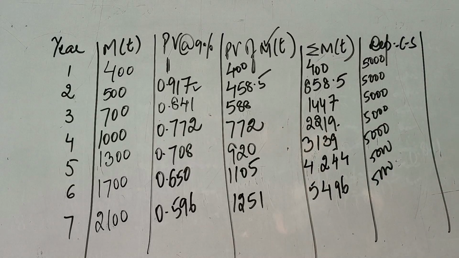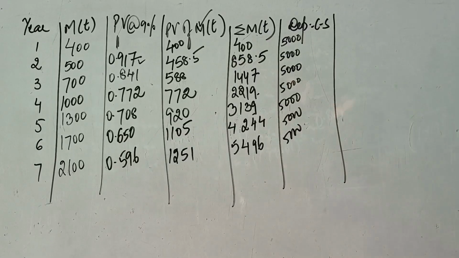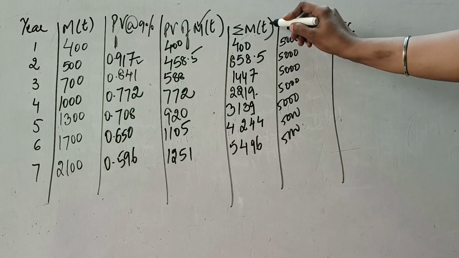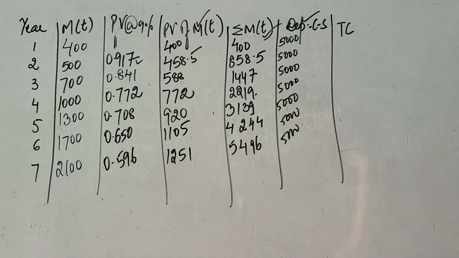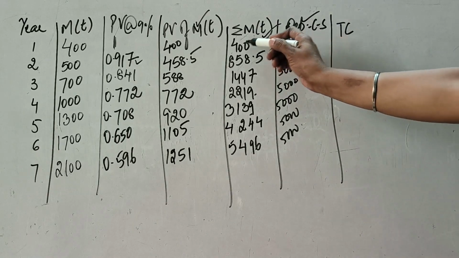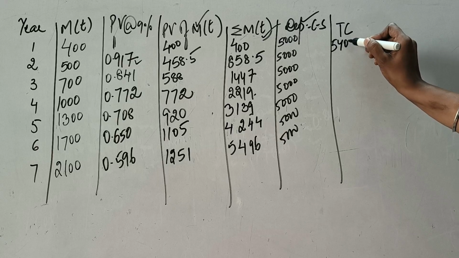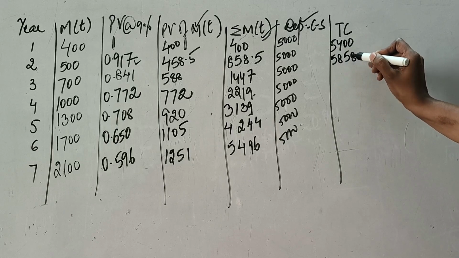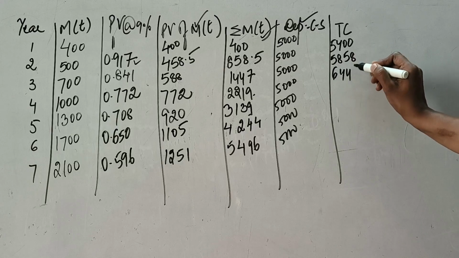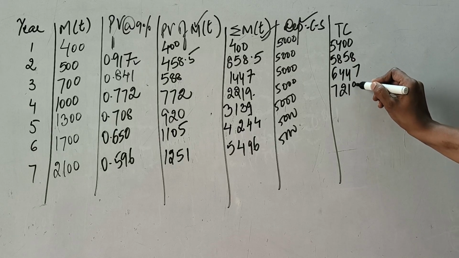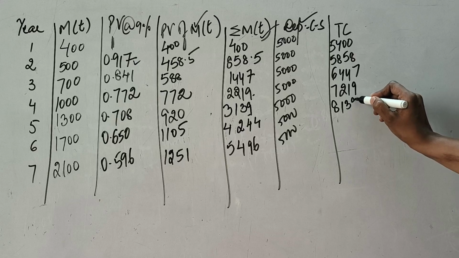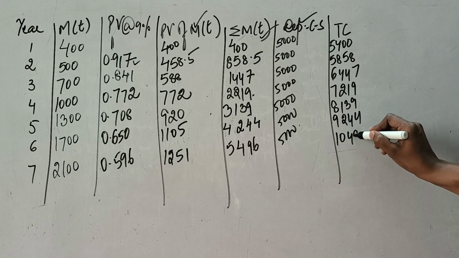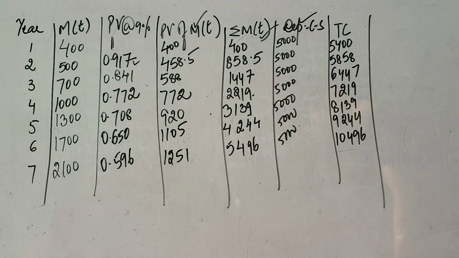Now once we calculate the depreciation, the next step is to calculate the total cost. And how have we calculated the total cost? Sigma MT plus depreciation. Adding these two columns, we will be getting the total cost. So it will be 5,000 plus 400, 5400, 5858 near about, 6447, 7219, 8139, 9244 and 10496. This will be the total cost.